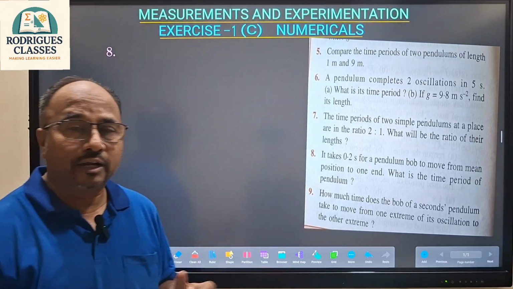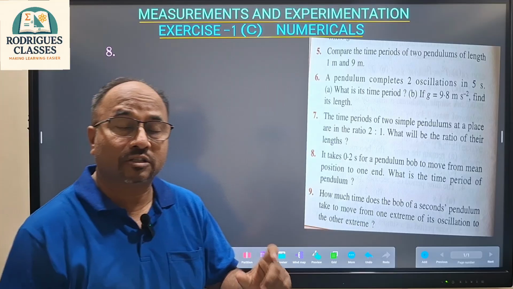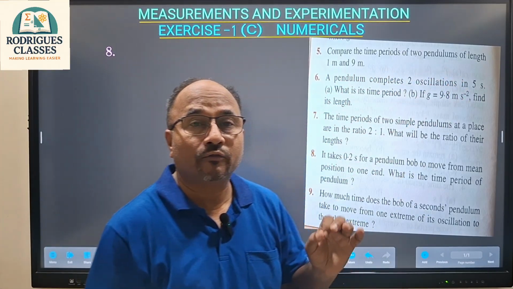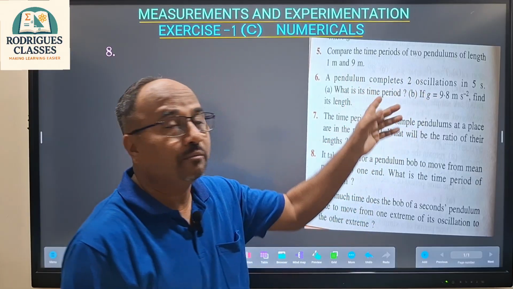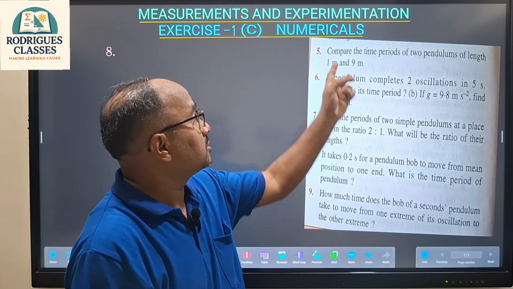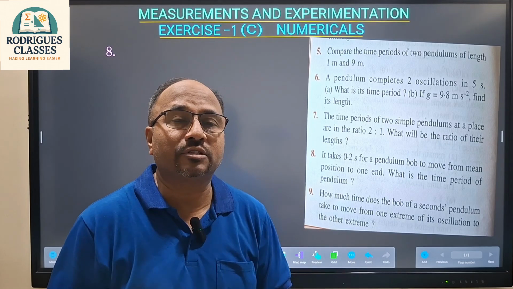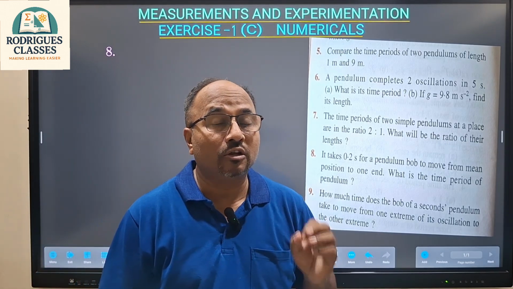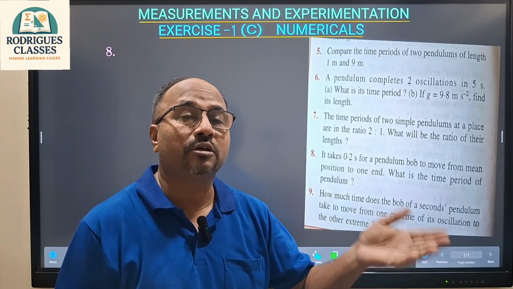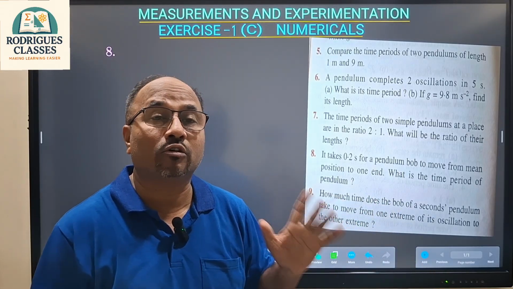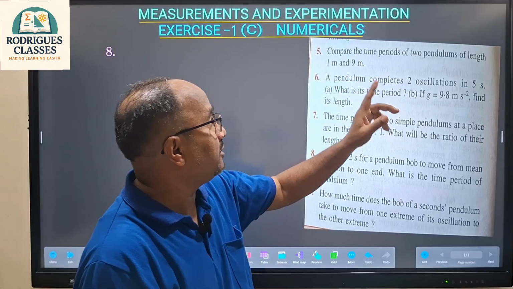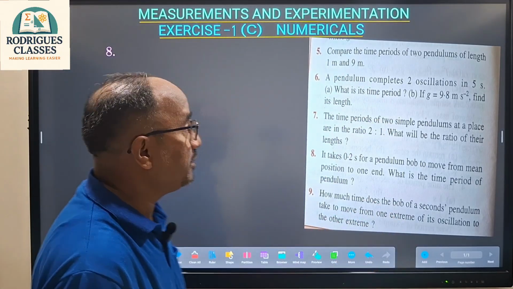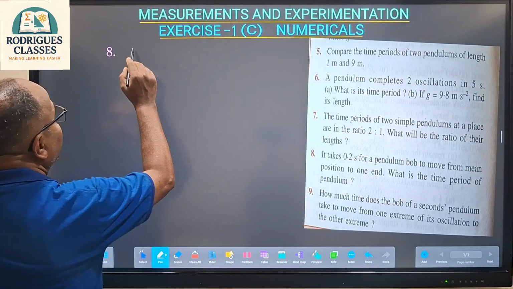numerical number 5, which is a very important type of numerical. Compare the time periods of two pendulums of length 1 meter and 9 meter. Remember, whenever in physics it is asked to compare, you will give your answer in terms of ratios, not in terms of this many times. It will always be in ratio. So we are given the lengths of two pendulums. We have to find the ratio of their time periods. So we do the sum like this.